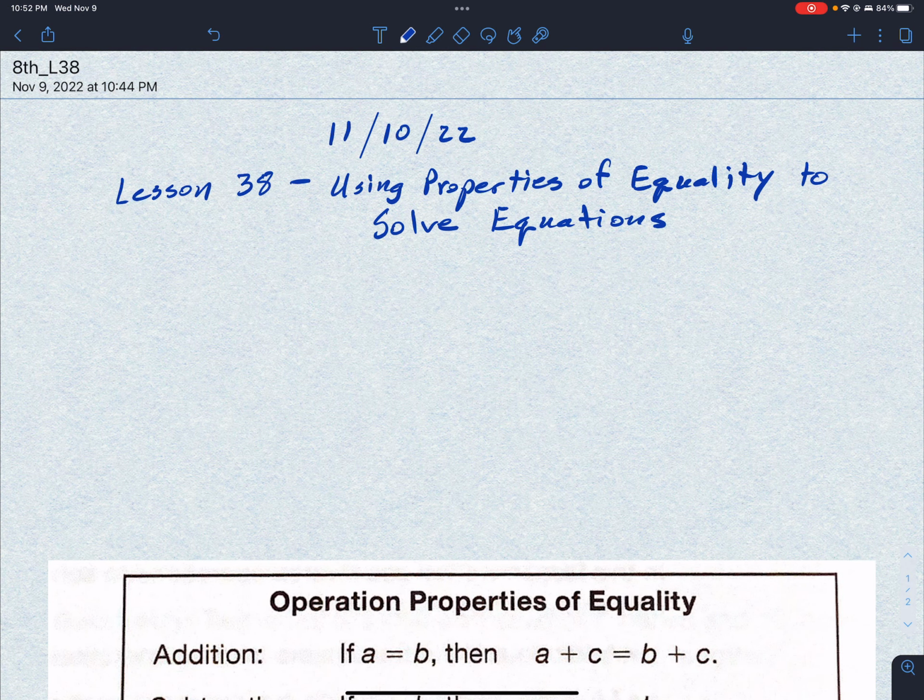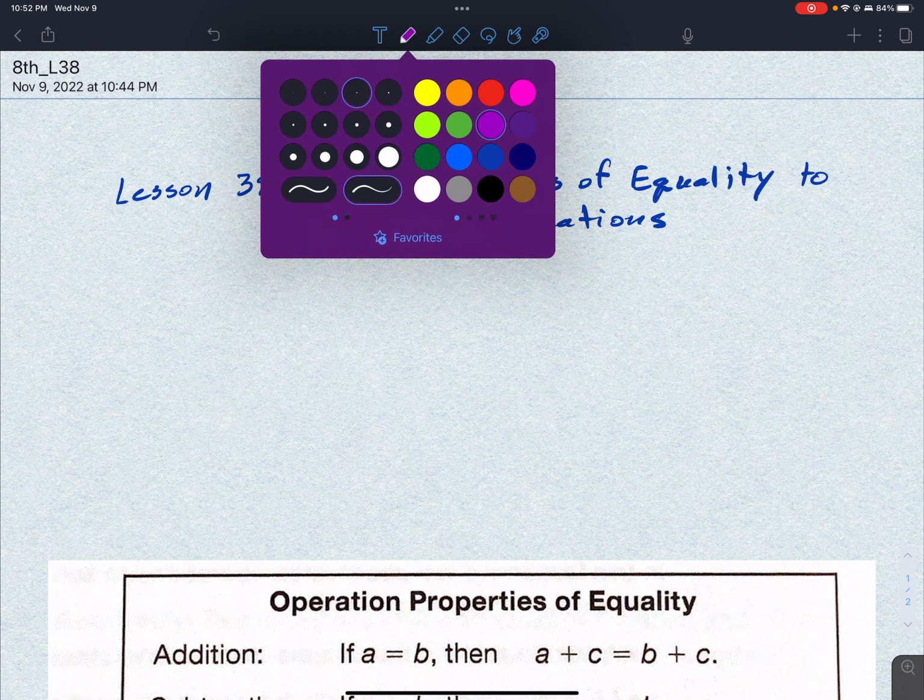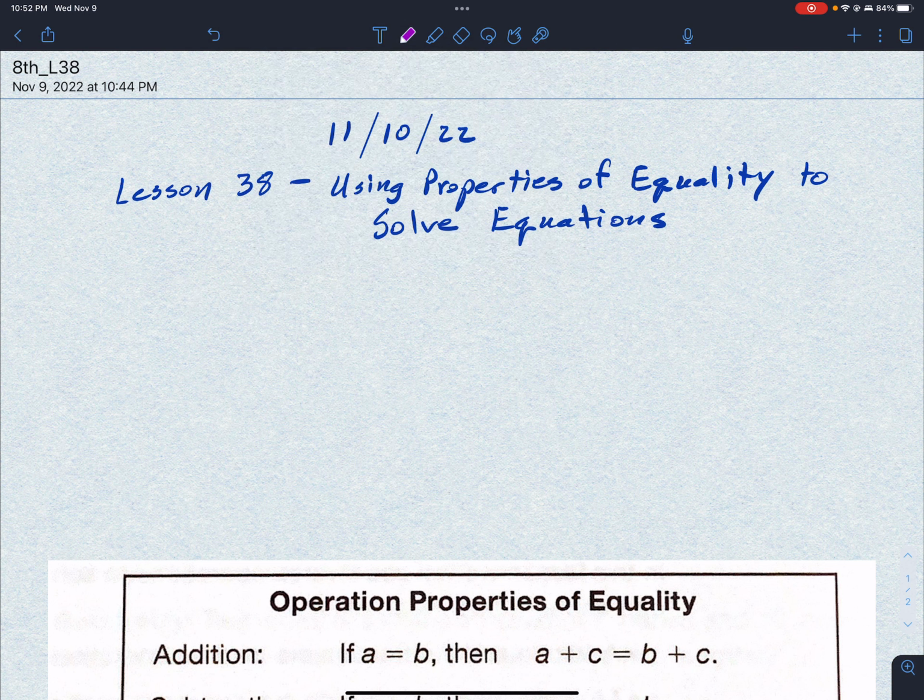All right, welcome to a video on lesson 38. The topic of the lesson is using properties of equality to solve equations. We have done some solving of equations up until this point. An example of the types of equations that we've solved would look something like this.